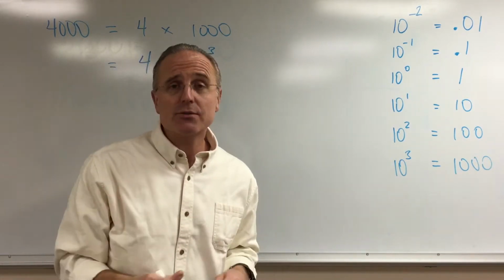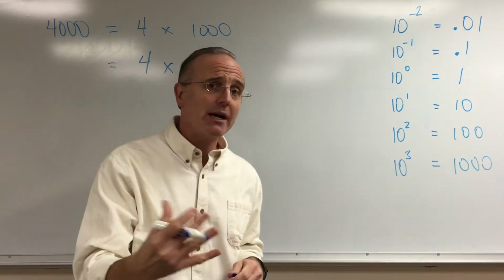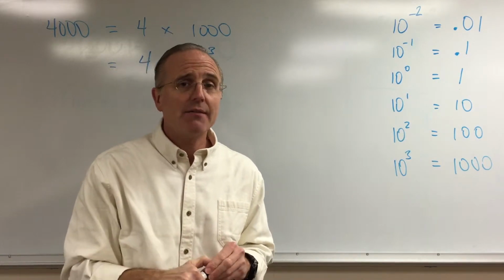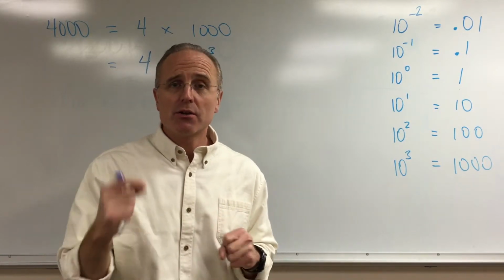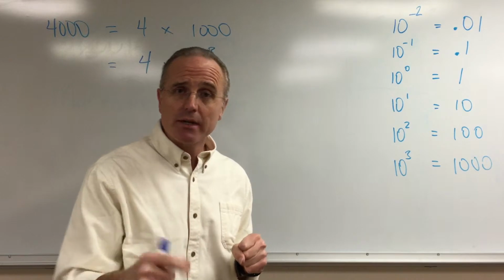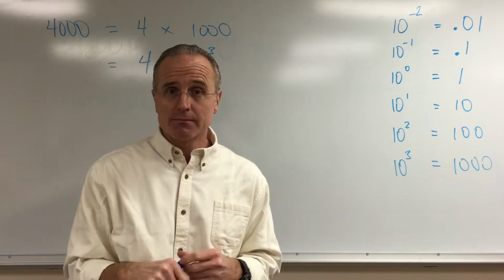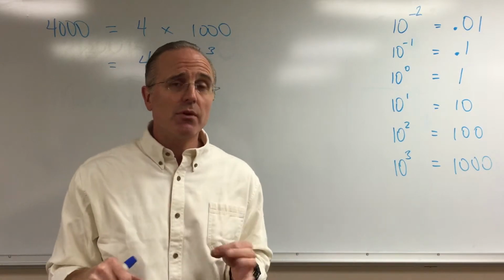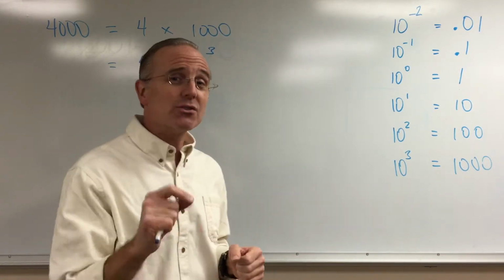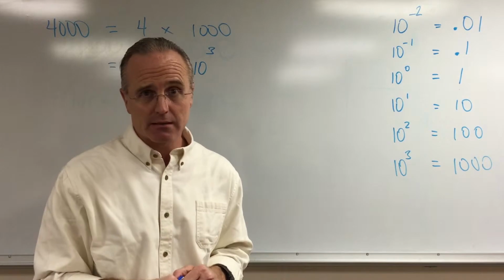I can use that trick on tiny numbers too. Remember how scientific notation works? If you have a positive exponent, you're representing a very, very large number, and if you have a negative exponent, you're representing a very, very small number. So how would I key in the number 4,000 into my calculator using the super secret scientific notation button?